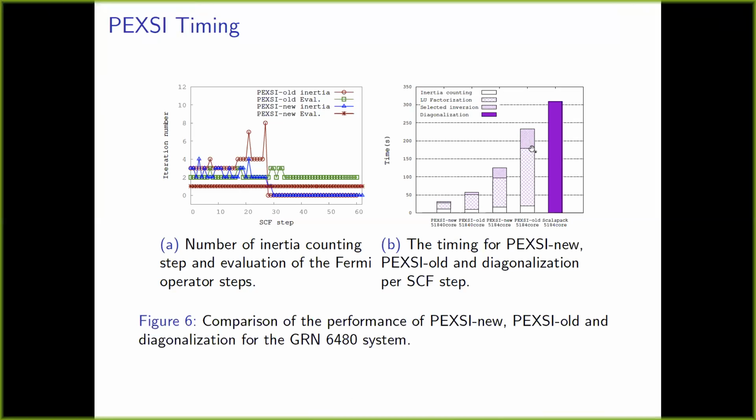There are 2 parts in PEXSI. Basically, the first part is the LU factorization, and another part is the selective inversion. Our tests show that the selective inversion actually scales very well if we use a lot of poles, because this is embarrassingly parallel. We can also say that the PEXSI new is actually a factor of 2 faster compared with the PEXSI old for the timing here.